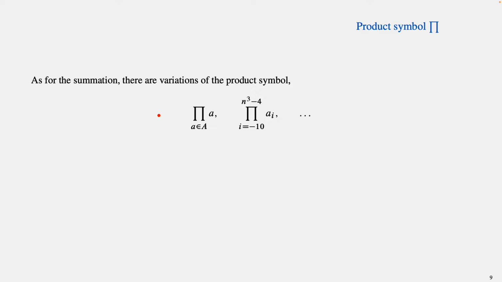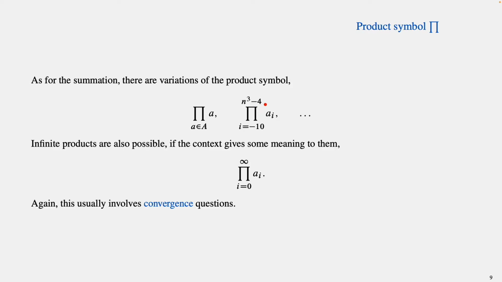And as for the summation, there are variations for the product symbol. So for example here, the product over the elements of a set, then we write product A, where A is in the set big A. Or again, it could happen that we don't start at index 1, and the upper index is not just n, but some expression involving n. And again, infinite products are also possible, and of course here also it depends on the context to fill these expressions with some meaning. So again, usually this is some convergence question.